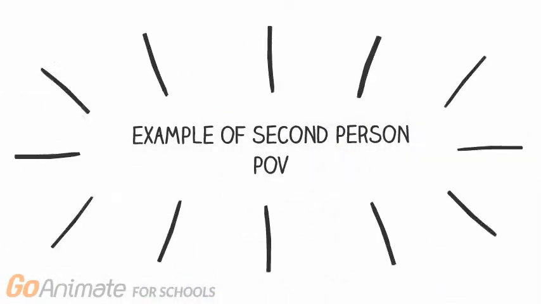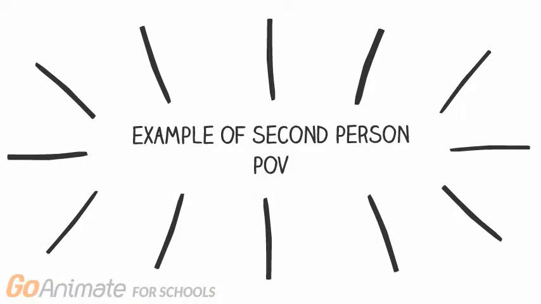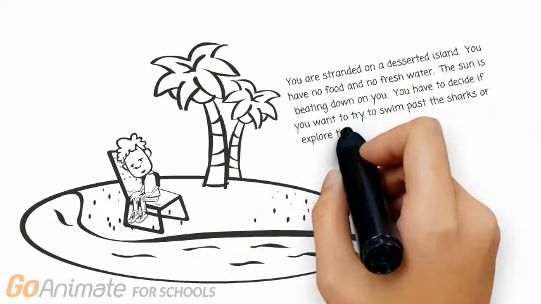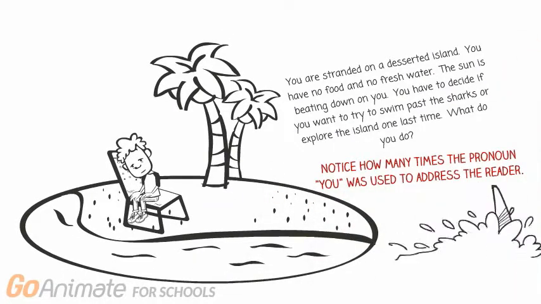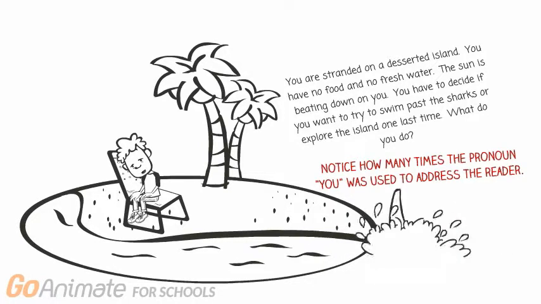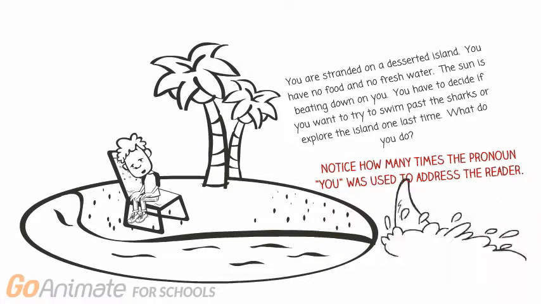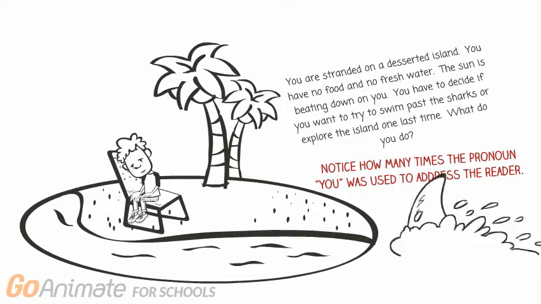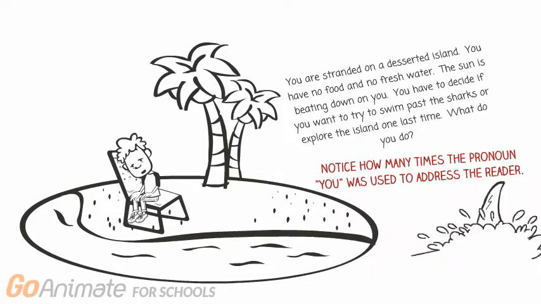Example of second person POV. You are stranded on a deserted island. You have no food and no fresh water. The sun is beating down on you. You have to decide if you want to try to swim past the sharks or explore the island one last time. What do you do?